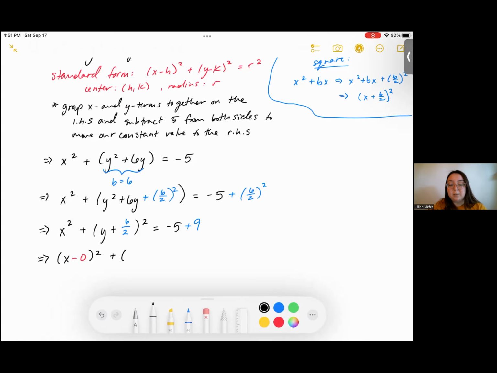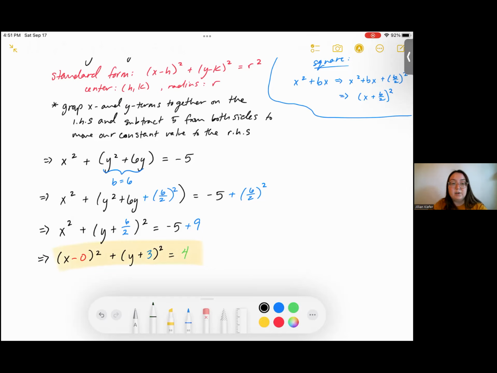Then we simplify y plus 6 over 2. 6 over 2 simplifies to 3. And then we have negative 5 plus 9. We add those two values together to get 4. So here's our equation in standard form. x minus 0 squared plus y plus 3 squared is equal to 4. We can go ahead and highlight that. That is our answer for standard form.